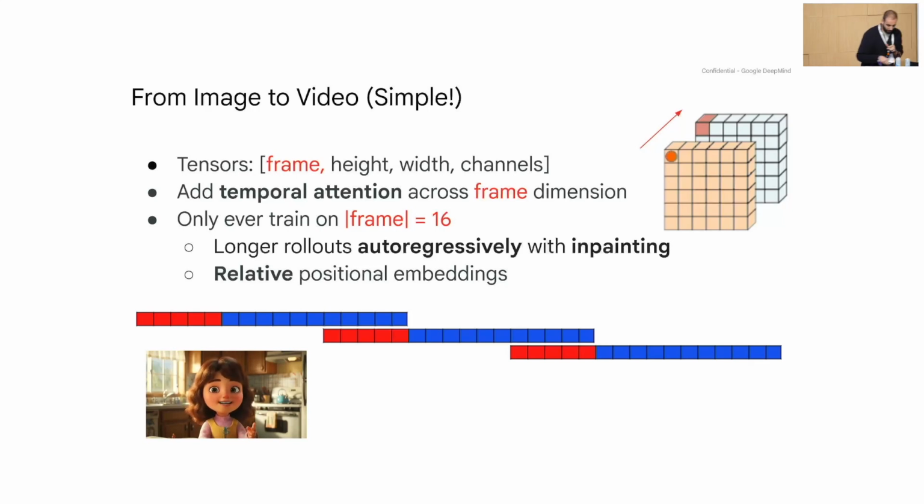What this looks like is the following. I'll generate my first 16 frames, and then, conditioned on the first part, I'll make my next 16 frames, and so on and so on. And that's how I get these nice, longer videos.